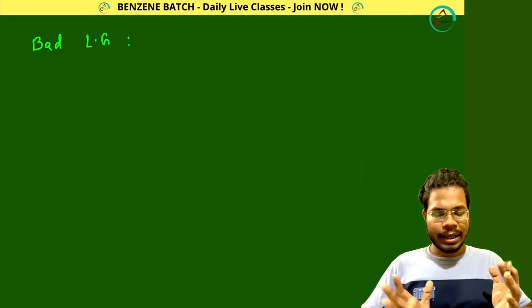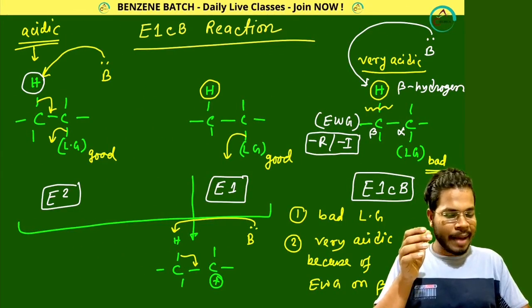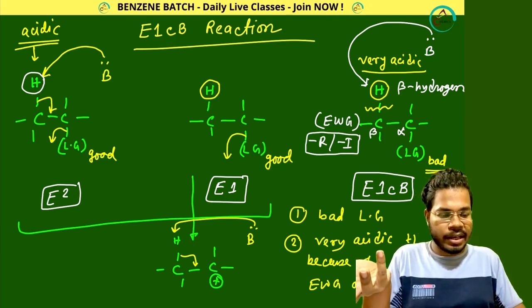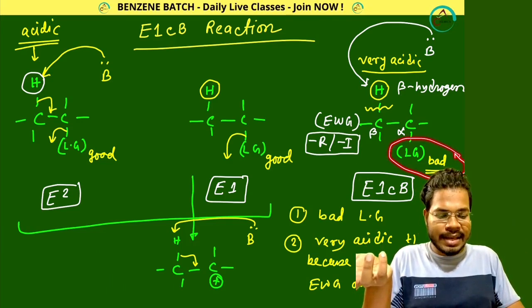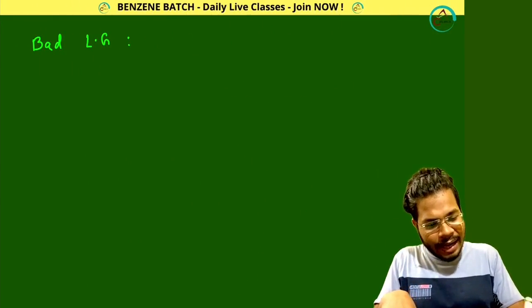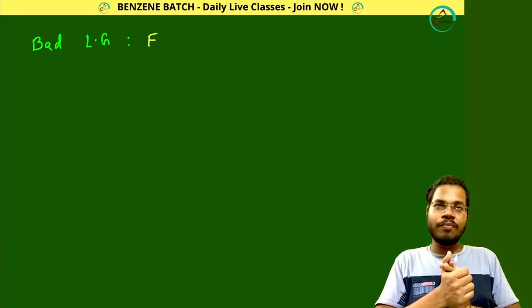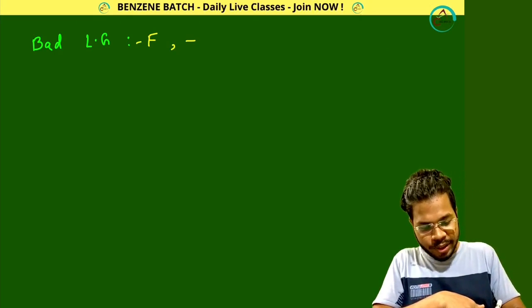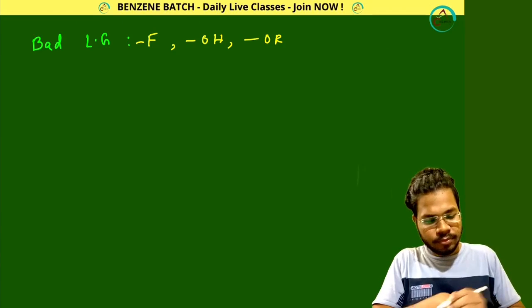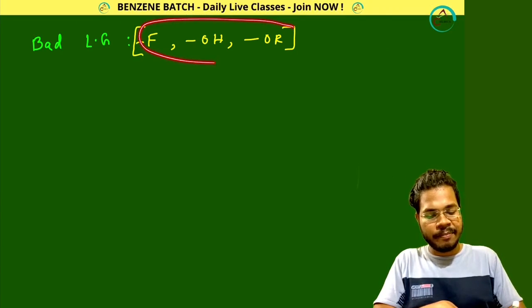Perfect. So now what about this bad leaving group? I told you about bad leaving group. I have written this bad LG, but actually I have to give you the example so that whenever you are seeing any substrate, you get to know, okay, this is the leaving group, but this is actually a very bad leaving group. So that bad leaving group is actually what? Fluorine. That could be fluorine, that could be OH group, or that could be OR group. So fluorine, OH, OR, these groups are actually very bad leaving groups.